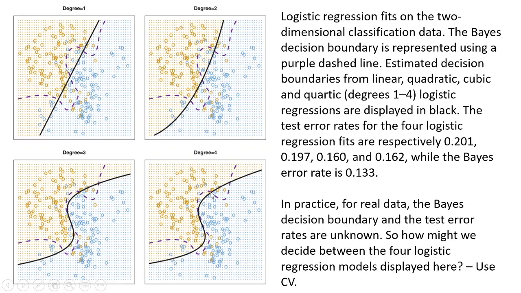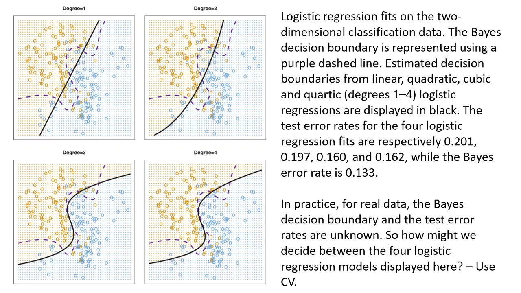Because this is simulated data, we are able to know the true error rate. The true error rate is 0.133 here. This is the error rate obtained from the Bayes decision boundary, which is 0.133, much lower than all four models that we have here. In practice, for real data, the Bayes decision boundary and the test error rates are unknown, but because this is simulated data, we are able to compute them.